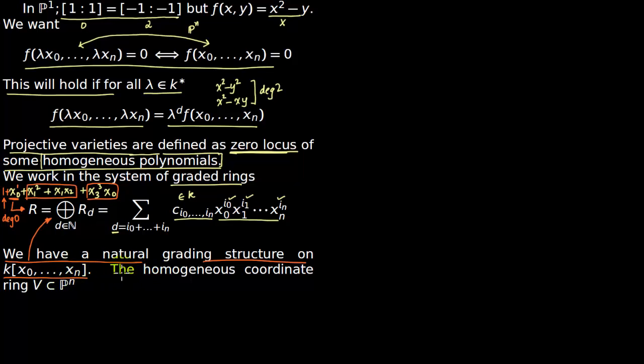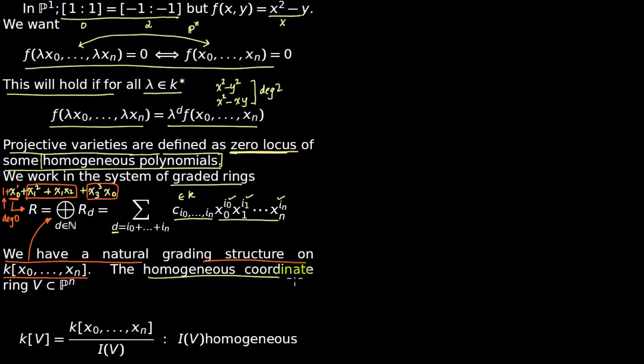Now we talk about the homogeneous coordinate ring. So the homogeneous coordinate ring of V in Pn, you write it like this: k[V] is k[x0 to xn] modulo I of V, where I of V is homogeneous. Same as we had the affine coordinate ring, here you have the projective coordinate ring or the homogeneous coordinate ring. The only difference is this is homogeneous.